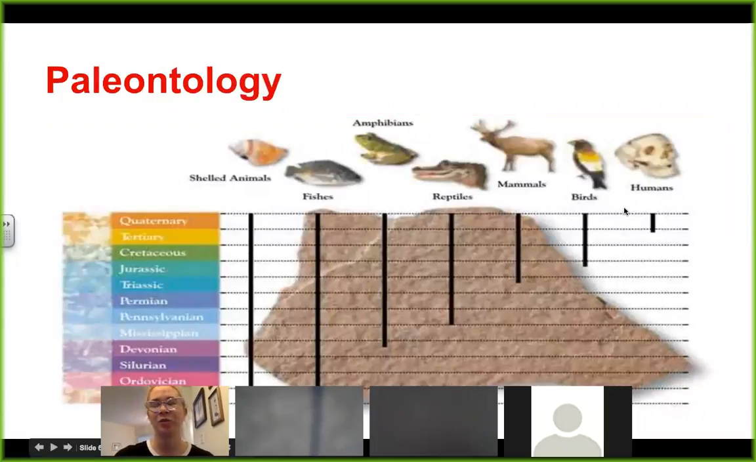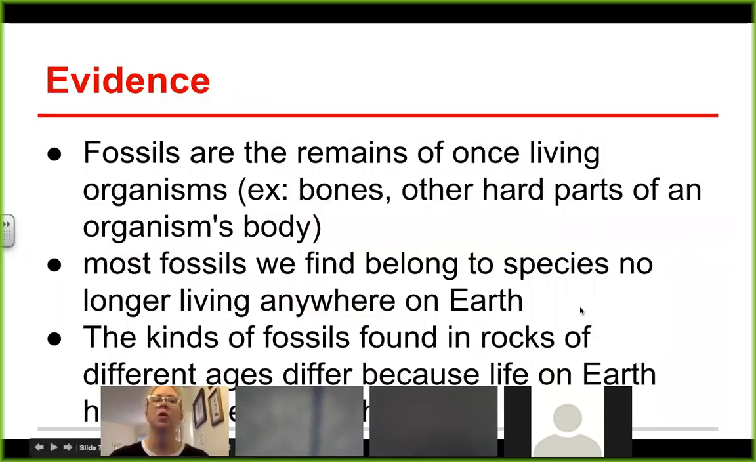This may seem familiar to people. Paleontology, or fossil evidence, right? Basically, this tells us how old organisms are, how long ago they lived, what kind of environment they lived in, and what other kinds of organisms they lived near. That can give us a lot of insight into common ancestors, right? So fossils are the remains of once living organisms. Most fossils we find belong to species that are no longer living on Earth, right? Most species that have existed are extinct.